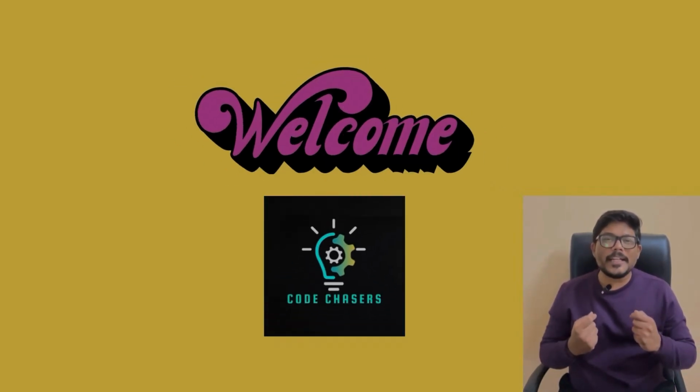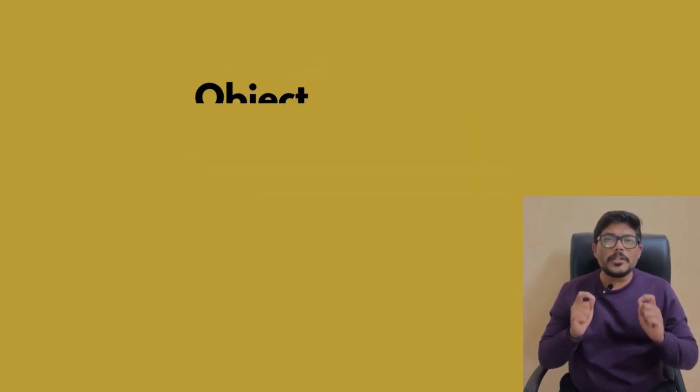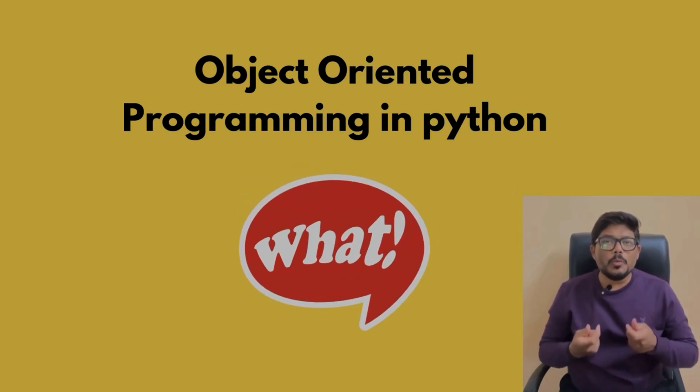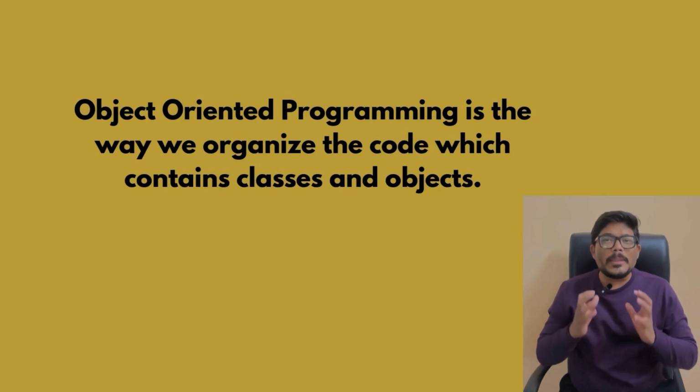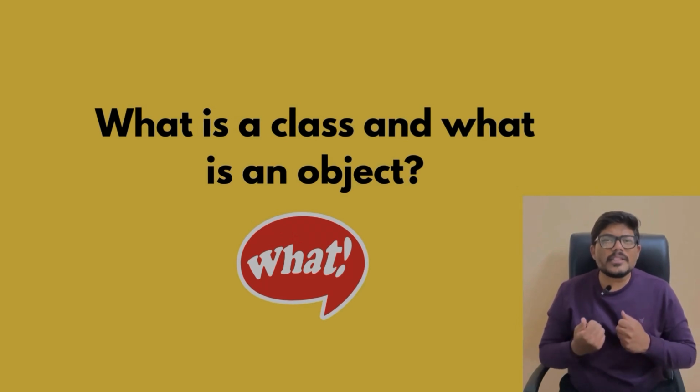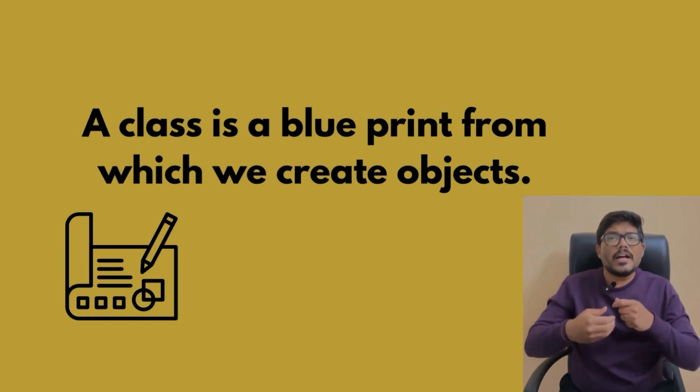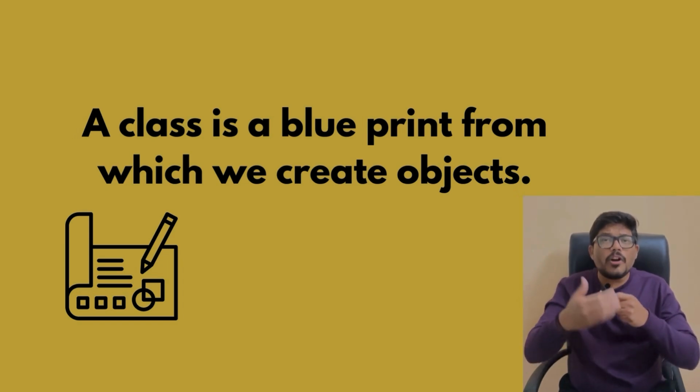I am Madhulakshman Antiketi and this is the very first video in our playlist Object Oriented Programming Concepts in Python. First of all, what is OOPS or what is Object Oriented Programming? Object Oriented Programming means it's the way we organize the code which involves classes and objects. So what are classes and objects here? A class is a blueprint out of which we can create objects, out of which we can form objects.